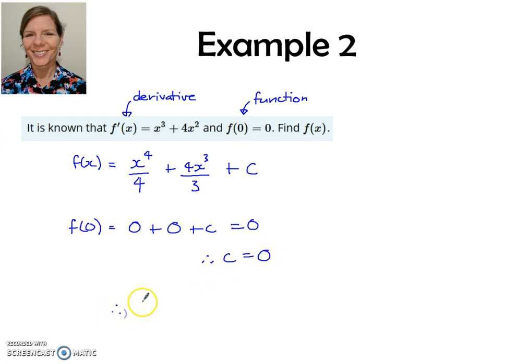Okay, therefore f of x equals x to the power of 4 on 4 plus 4x to the power of 3 on 3. Okay, so nice and easy there. Remember the plus c, substitute your point in, and find your original function like that. So remember, if it does say find f of x, don't stop at this point, that's not good enough, you need to actually state what the function is.